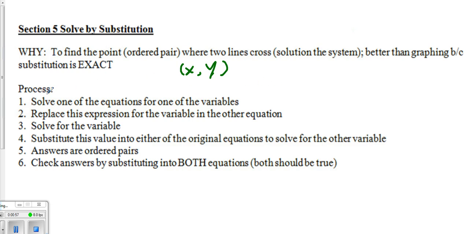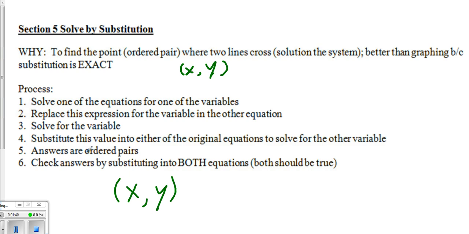So the process of this is we solve one of the equations for one variable. So one of the equations, not both, just one of them, you either get it to say x equals something or y equals something. Then you use that equation and plug it into the other one. You replace that expression for that variable in the other equation. You solve for that one variable, then you substitute that value into either of the original equations to solve for the other variable. The answers are considered ordered pairs. So again, your answer would be whatever that x value was, and then the y value, x equals something, y equals something. And again, it just means this is the spot where the two of them cross.